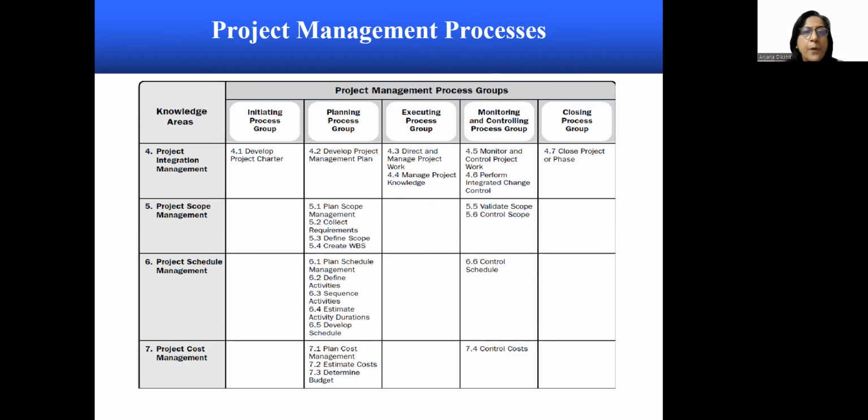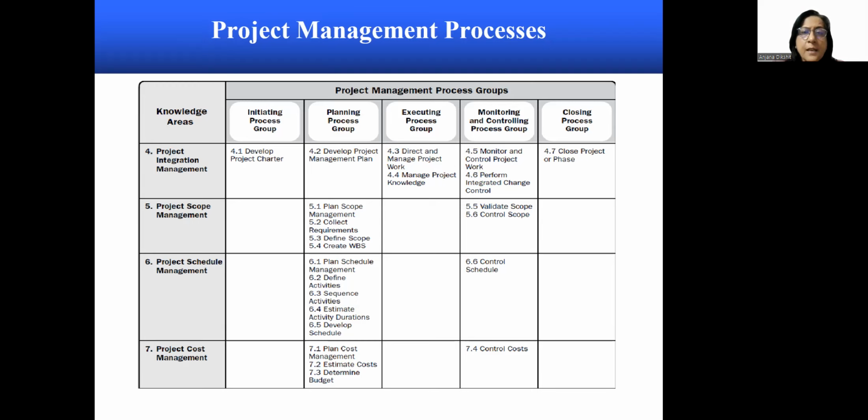So we have project integration management under the process groups. Under initiating, the process is develop project charter. Then we have develop project management plan. We have direct and manage project work, manage project knowledge, then monitor and control project work, perform integrated change control, and finally close project or phase.